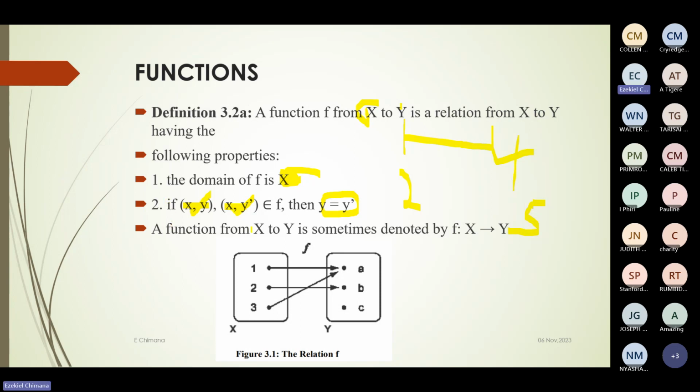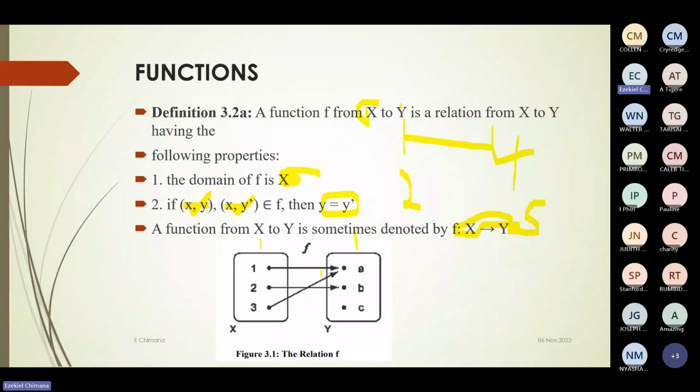So a function from x to y is sometimes denoted by f such that x is mapped to y, something like this. It's a notation of writing functions. So we can have something like this. This one is our x, and then this one is our y. This one is a function.